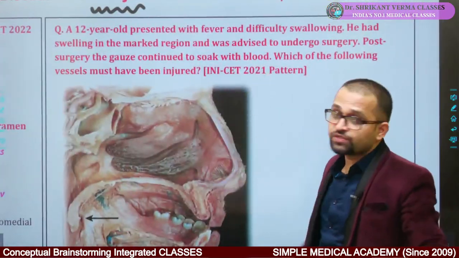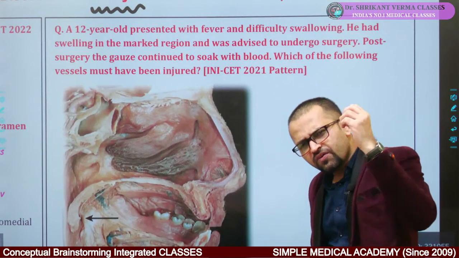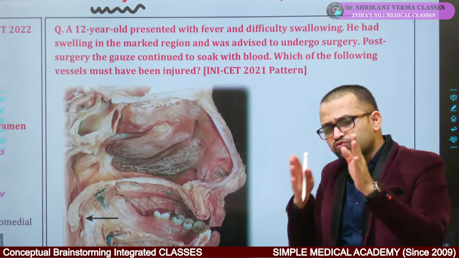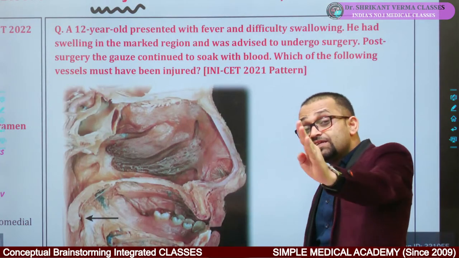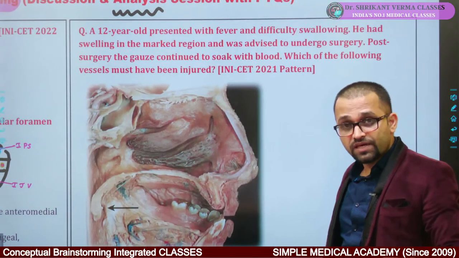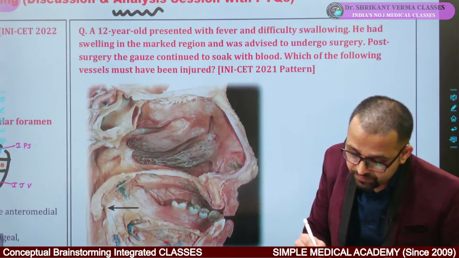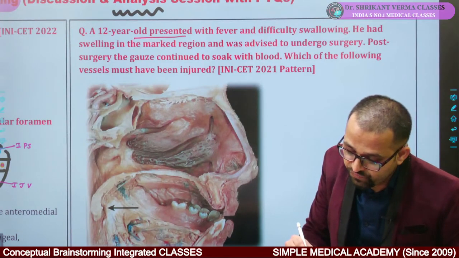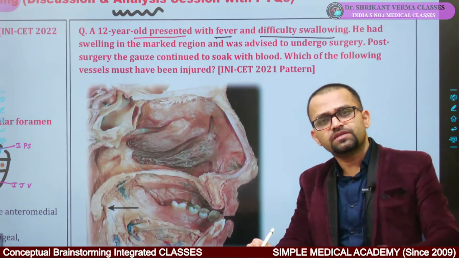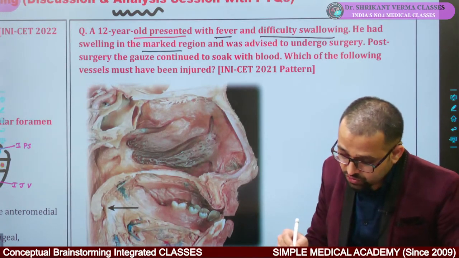Now, again, try to focus for the next question. INICET 2021, cadaveric image from the head and neck. So get ready. Every year, 2018, 2019, 2021, they are giving the cut section of the cranial region. Okay, so what is the question? A 12-year-old presented with fever and difficulty in swallowing. ENT question. He had swelling in the marked region. So here is the marking.